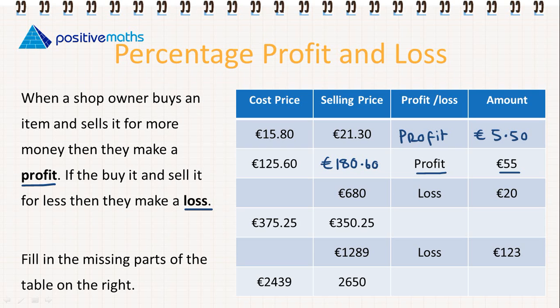Okay, the next line. We know the selling price is €680. It was sold for a loss, and they lost €20. So we need to calculate the cost price. Well, if they sold it for a loss, then we need to add €20 onto €680. So that means the cost price was €700. Okay, so pause the video at this stage and see if you can calculate the fourth, fifth and sixth lines of the table.